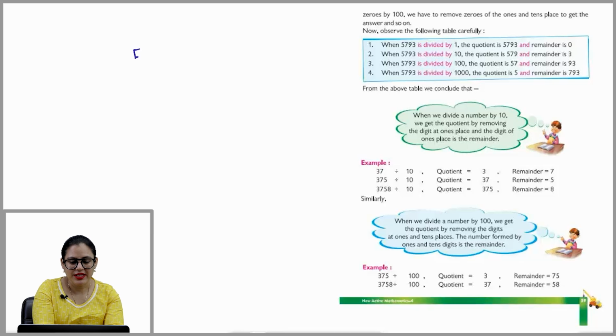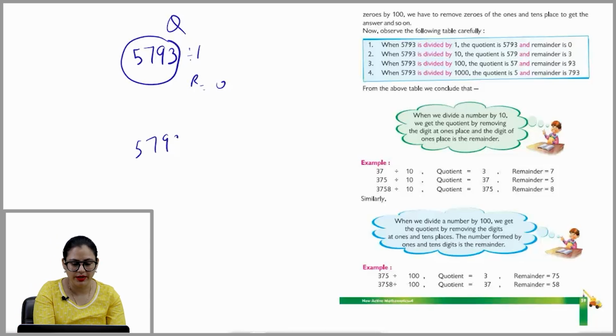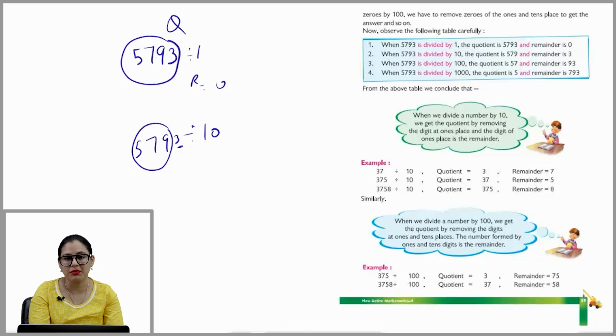When 5793 is divided by 1, the quotient is what? The quotient is this and the remainder is 0. And when same number, that is 5793, is divided by 10, now we are dividing this number by 10. Now let's see what is the quotient. See, this is the quotient and this is the remainder, that is 3. When 5793 is divided by 100, the quotient is 57 and the remainder is 93. When 5793 is divided by 1000, the quotient is 5 and the remainder is 793.